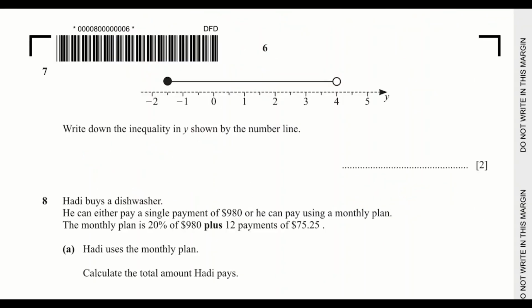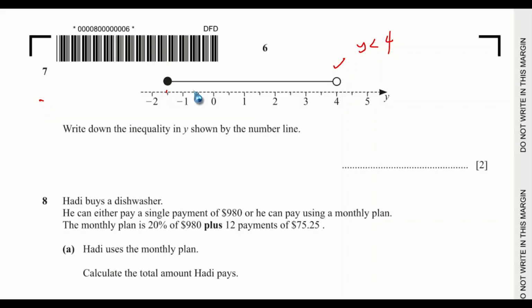That will be question 7. Write down the inequality in y shown by the number line. If you look at this, let's start with this one. This is y less than 4. For the second one, this is minus 1 and a half. That's this, so you can see that here.